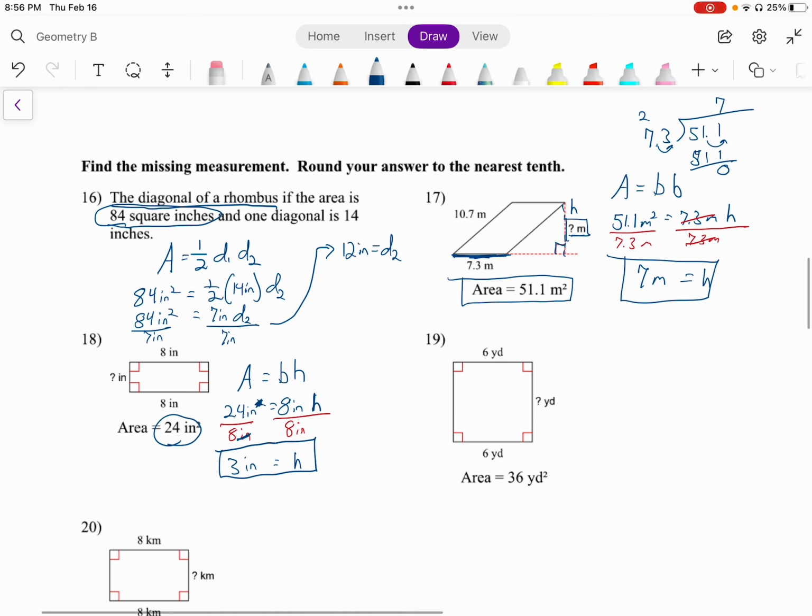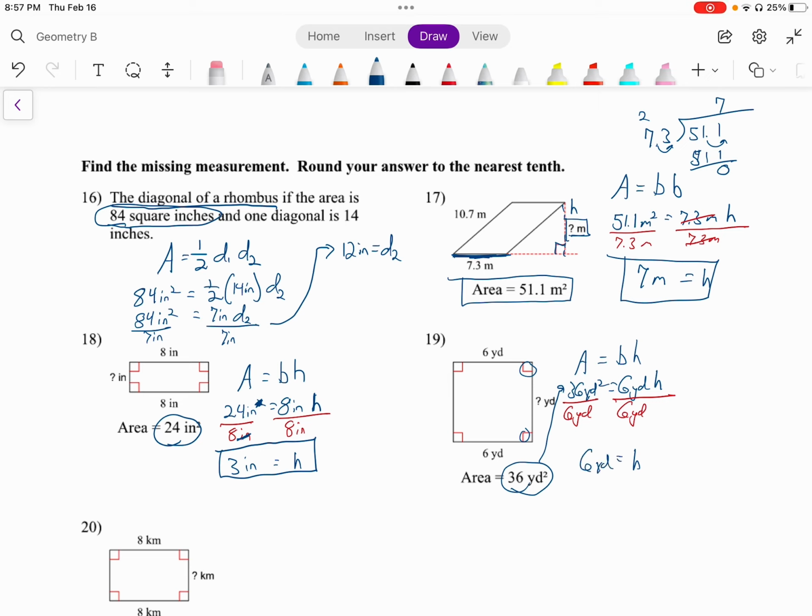Number 19 looks like maybe it's a square, but we don't know. We definitely know it's a rectangle because it has the four right angles. So we can use base times height. Once again, we actually know our area is 36 yards squared. The base is 6 yards, and the height we're trying to find. And yes, this does end up being a square because we divide both sides by 6 yards. And we get that the height is 36 divided by 6, and that is 6 yards.